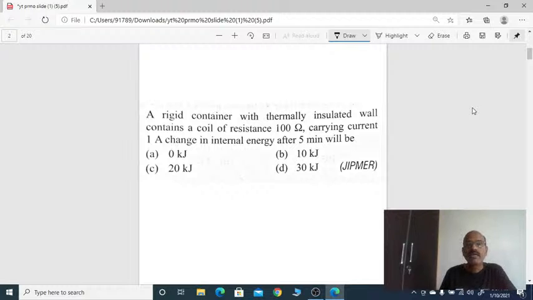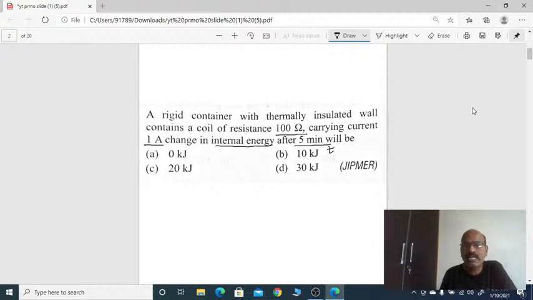See here: a rigid container with thermally insulated walls contains a coil of resistance 100 ohm carrying a current of 1 ampere. What is the change in internal energy after 5 minutes? Keep in mind, time is given as 5 minutes, so convert it into seconds. Resistance is also given. A rigid container with a thermally insulated wall contains a coil, and the coil carries a current of 1 ampere.